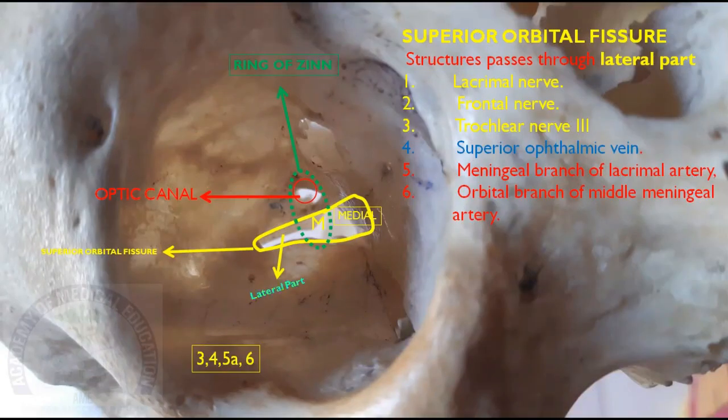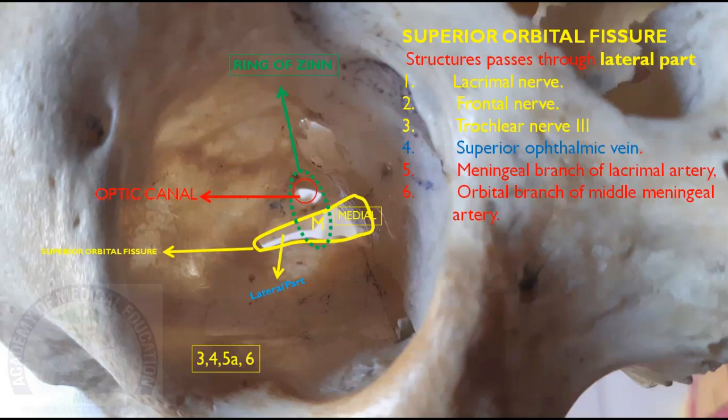Right orbit, anterior view of the superior orbital fissure. What structures pass through the lateral part? So this is the lateral part. This is the lateral part, that blinking area that you are seeing. Middle part, medial part, and this green colored structure that you are seeing is called the ring of Zinn. The ring of Zinn has divided the superior orbital fissure into three parts: the medial, middle, and lateral parts.